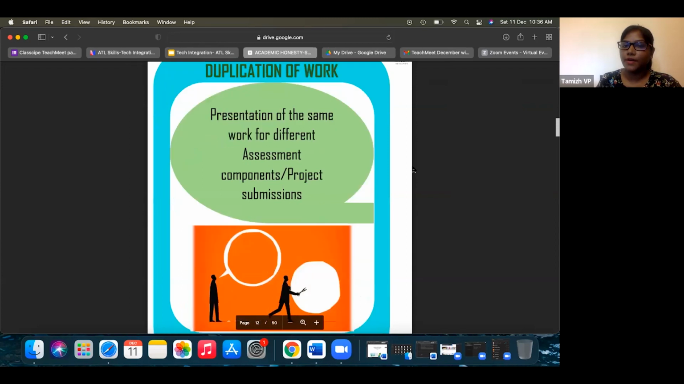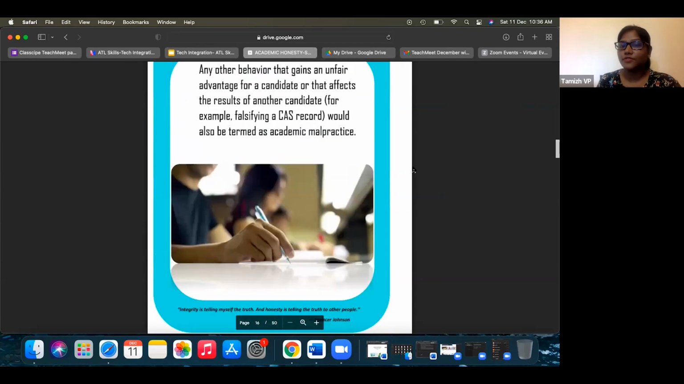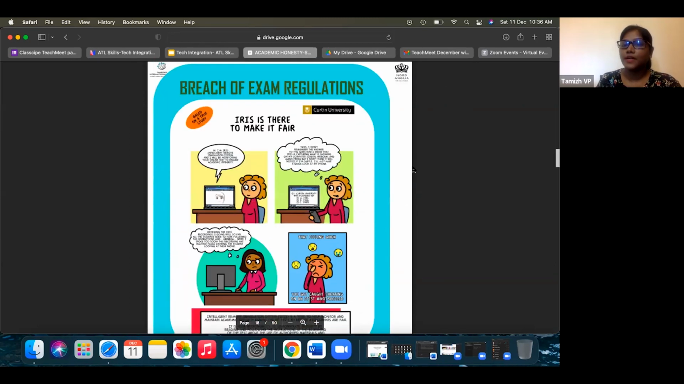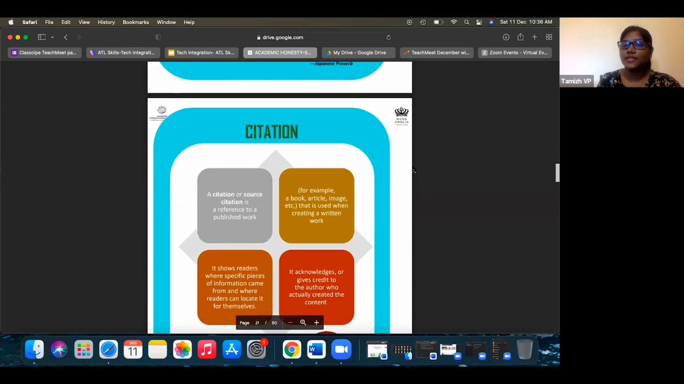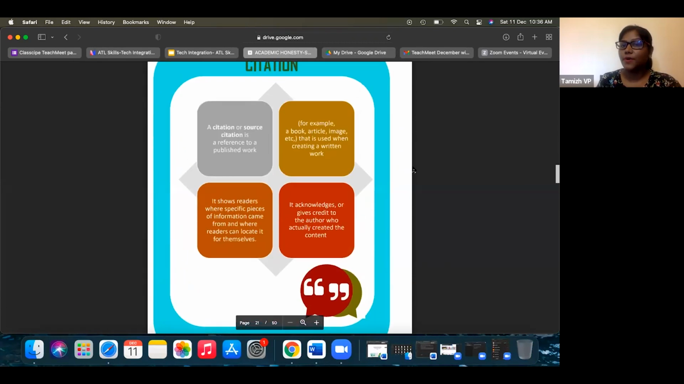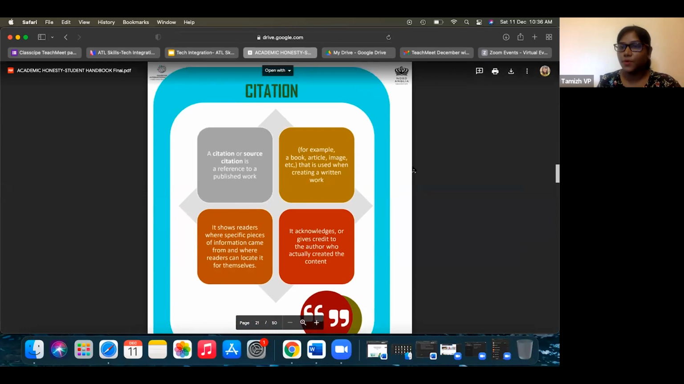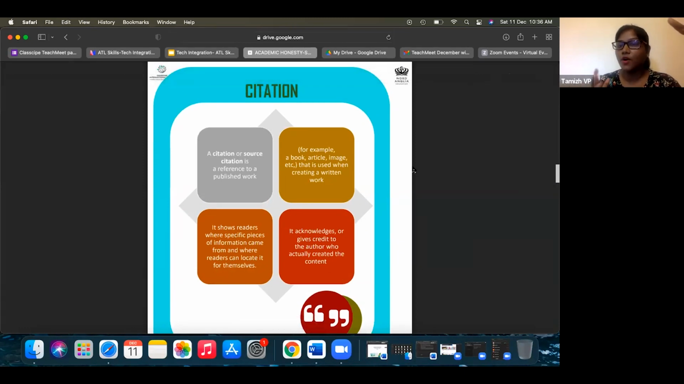And we talk about the repercussions, the effects of doing plagiarism, breach of exam regulations. What is citation? This is very important. You're telling me what the problem is, but what is the solution? How can I be academically honest and follow integrity?